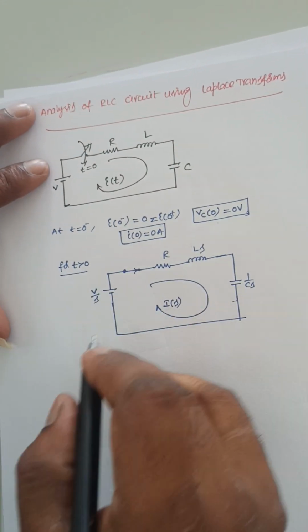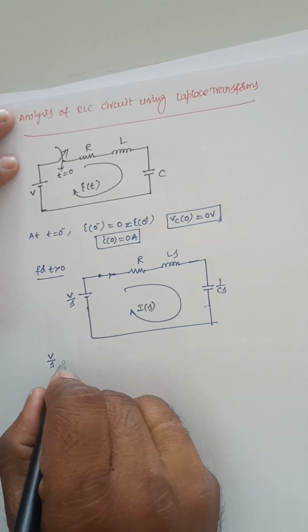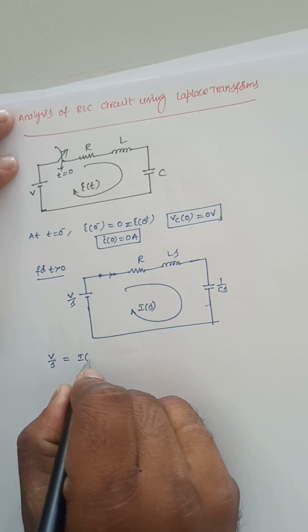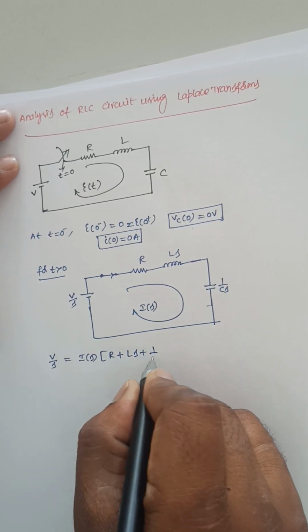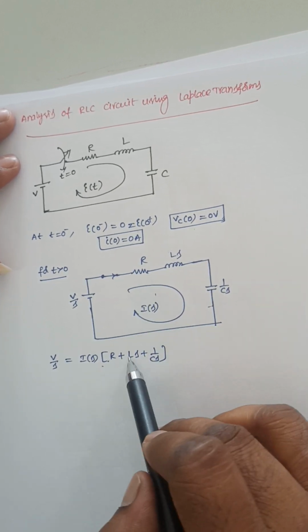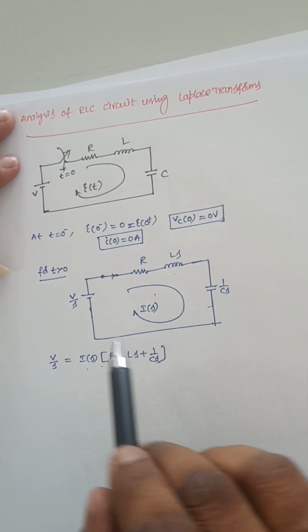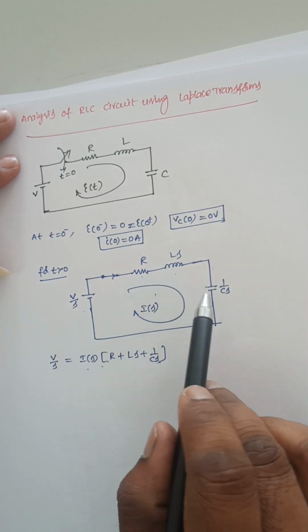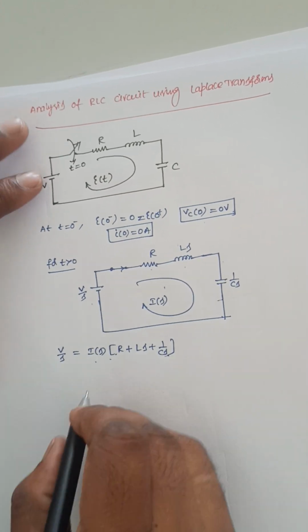Now write down the KVL equation for this. It is V of S is equal to I of S into R plus Ls plus 1 by Cs. I of S into R is this voltage, I of S into Ls is this voltage, I of S into 1 by Cs is this voltage. So this voltage is equal to this voltage plus this voltage plus this voltage. So I wrote this KVL expression here.